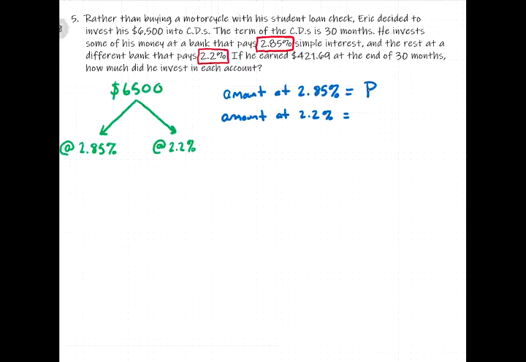So how do we give a symbol to the rest? Well, we're starting with 6,500. Take away what's in the first account, and that's what's left for the second account. Okay, and this is important, and this is where we have to start with this problem. So the amount at 2.2% is whatever's left over from the 6,500 once you take away the P number of dollars that were invested in the first account. Okay, so then now we're starting to lay a foundation of understanding for this problem.